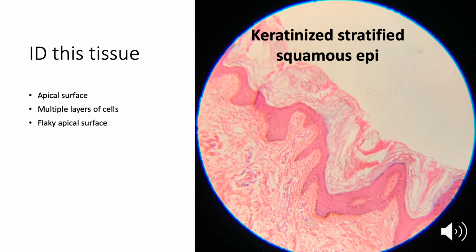For all of our stratified epithelium, one of the functions is for protection, and keratinized stratified squamous is found in the epidermis and contains lots and lots of keratin, and that's for that protective purpose.